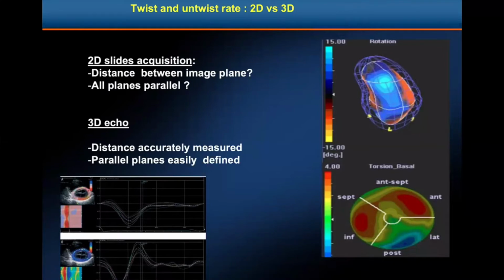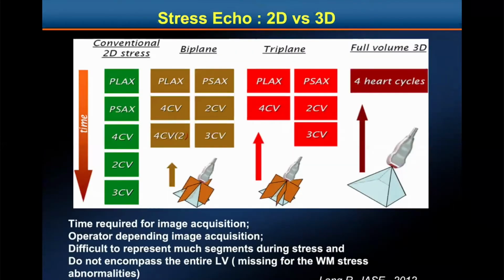The other data we could correlate using three-dimensional echocardiography could be very interesting when analyzing the twist and the untwist data. 3D echocardiography could give more accurate data regarding the distance when we measure in 3D, and the parallel planes are very easy to define for the twisting and untwisting, also at one moment when we analyze these parameters.